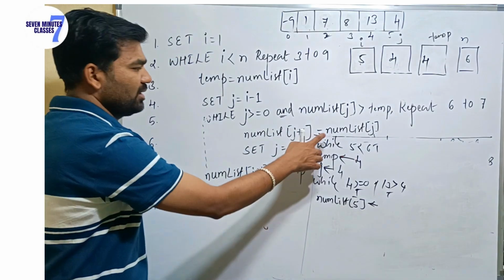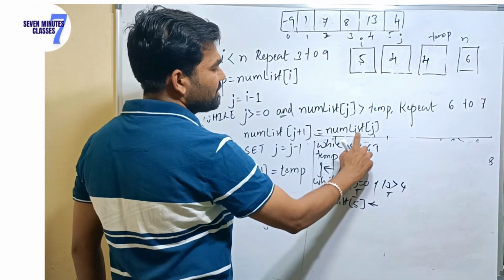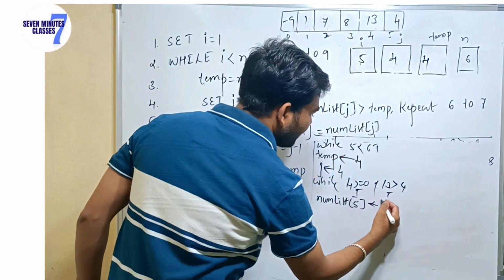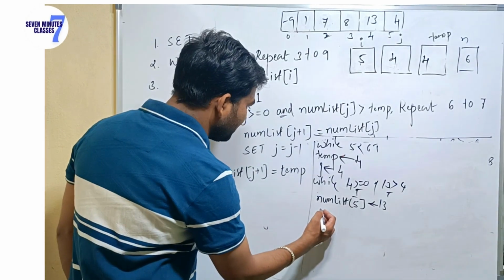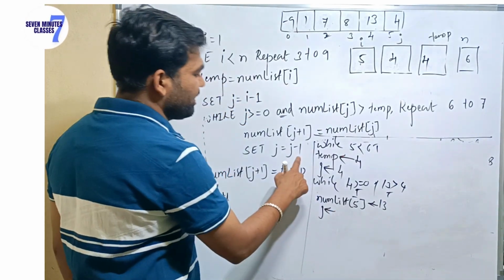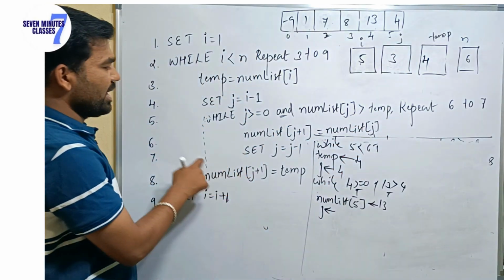Into this goes num list of j. What is num list of j? Num list of 4. What is num list of 4? 13. Not yet completed. The value of j has to be changed. j becomes j minus 1. j was 4, now it becomes 3. So again go back to the loop.